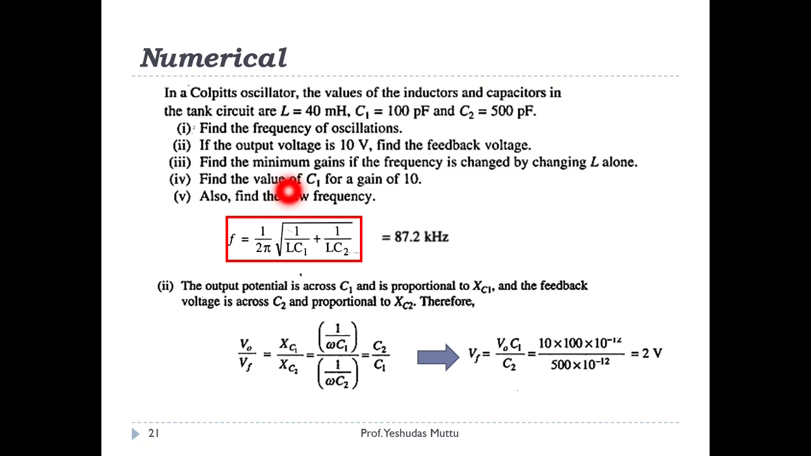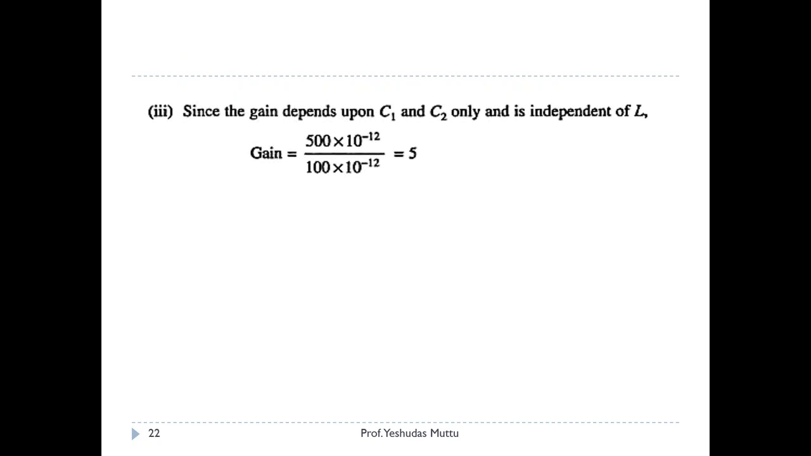Now the next question, find the minimum gain if frequency is changed by changing L alone. So we need to find out the gain. What is gain? The last thing which we found out by equating the real part, that is A is equal to C2 by C1. If you'll remember, C2 by C1 is not dependent on L at all, correct? It is just C2 by C1. So just substitute C2 and C1, check whether you get this, fine.